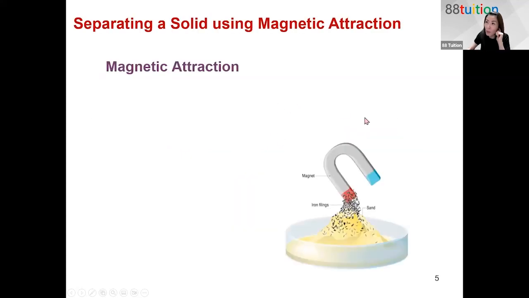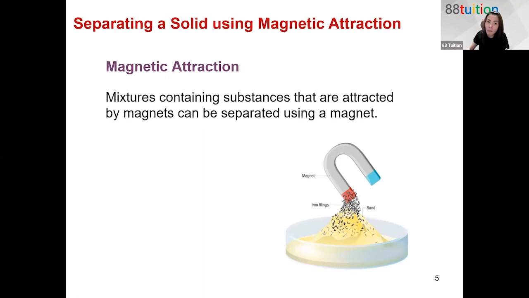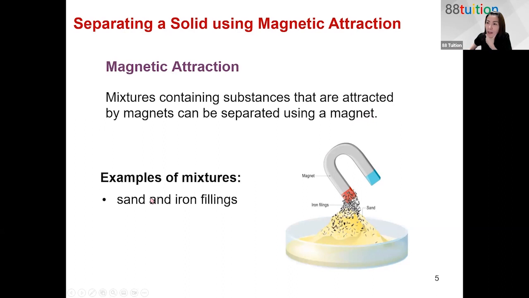Now, the first thing you need to know about separation, a few techniques we're covering today only. One is magnetic separation, another one is filtration, and then lastly, we are doing evaporation. So what is magnetic attraction? Mixtures that contain substances that are attracted by magnets can be separated using a magnet. In this case, you see the example right here, sand and iron filings. This is the iron filings, and this is the sand.